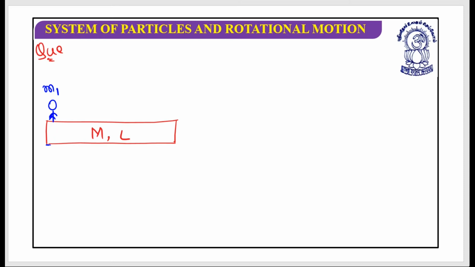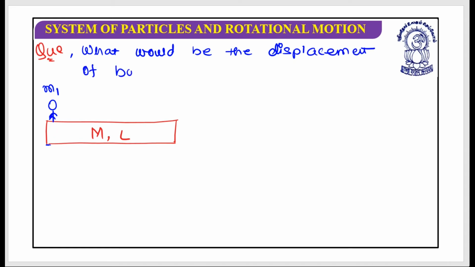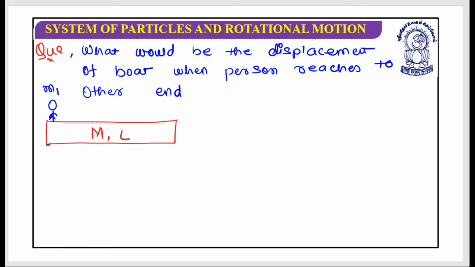So the question says: what would be the displacement of the boat when the person reaches the other end? This is the question. Now think what you can do. What could be done?